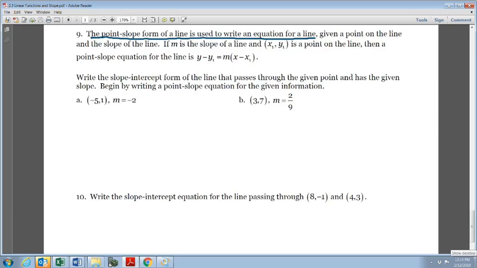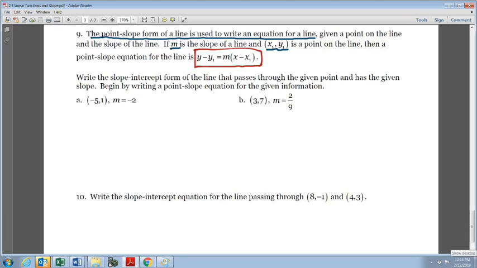All the other stuff we've done, normally we've been asked to graph some equation, and now we're going to give you some information and you have to come up with the equation of the line. So it says point-slope form is used to write an equation for a line given a point on the line and the slope of the line. So the slope is m and the point we're calling x1, y1. And so y minus y1 equals m times x minus x1 is the point-slope form. And notice its name tells you what you need to use it, a point and a slope, point-slope form.